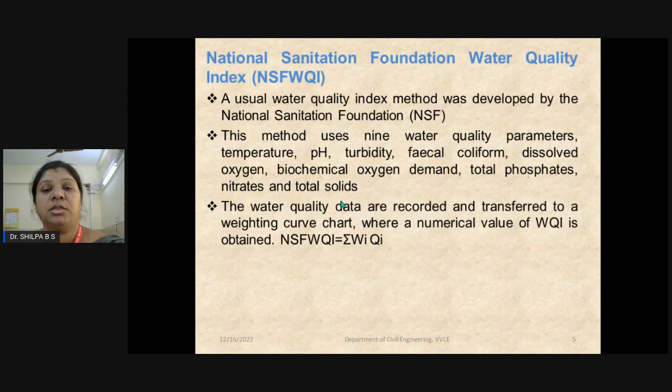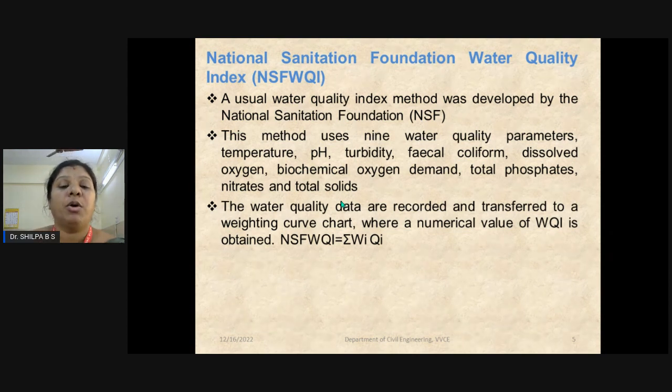One is the National Sanitation Foundation Water Quality Index. Okay, a usual water quality index method which was developed by the National Sanitation Foundation. In this method, 9 water quality parameters like temperature, pH, turbidity, fecal coliform, DO, BOD, phosphate, nitrate, and solids are considered. Please remember, they may ask the question in case of NSF WQI, what is the number of water quality parameters they have considered, or they may give the parameters in different combinations and ask you to select the correct 9 water quality parameters which are considered.